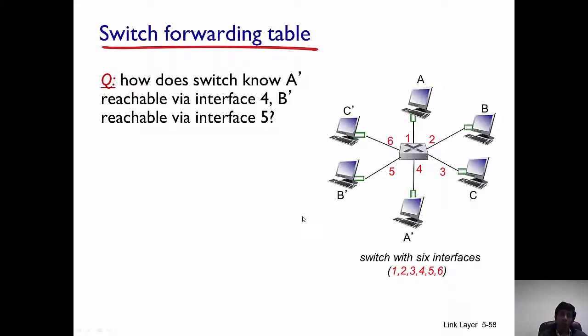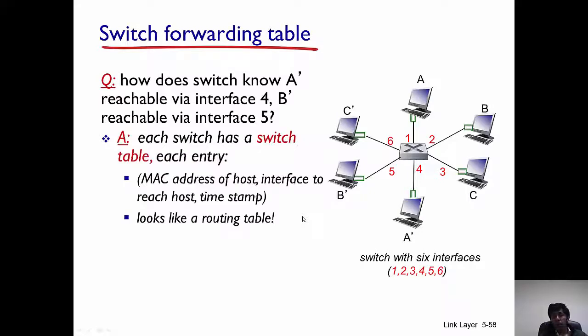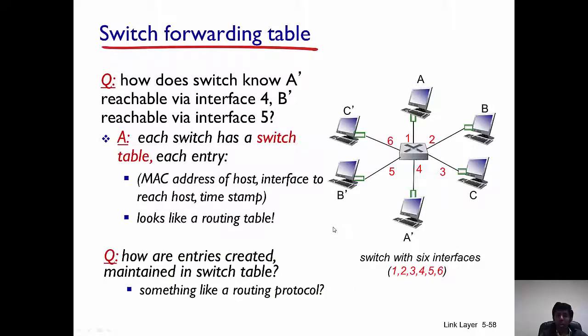The question is, how does the switch know that A prime is reachable by 4? The answer is the switch maintains something like a switch table. It looks very similar to a routing table. What it has is the MAC address of the host, the interface through which the host can be reached, and a timestamp. So it keeps a list. It keeps track of through which interface a particular host can be reached.